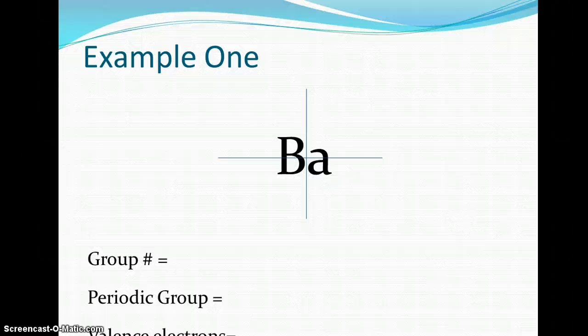This is example 1, which is Ba, or barium. First, when we're going to draw our Lewis dot diagram, we need to make a cross over our element like I've done here. Go ahead and draw that cross on your paper over the Ba. You want to make sure that it's centered in the middle, like you see, where it's right down the middle of the B and the A, and right down the middle of the B and the A the other way as well. Then we're going to draw in our numbers.